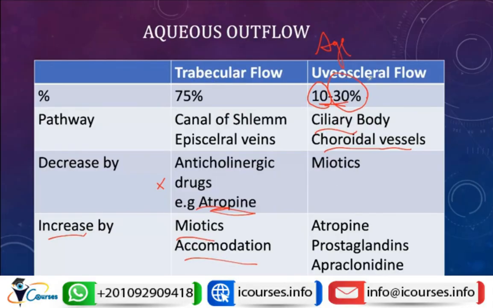The reverse will occur in the uveoscleral pathway, so it will be decreased by myotics and increased by atropine. So in case of atropine, there will be more crumpling of the iris at the edge of the angle, so it will increase the surface area for absorption and increase the area of the uveal meshwork or uveal tissue for absorption of the aqueous. And it can also be increased by prostaglandins, maybe due to a mechanism related to matrix metalloproteinase enzymes, and apraclonidine, which is an alpha-2 agonist.